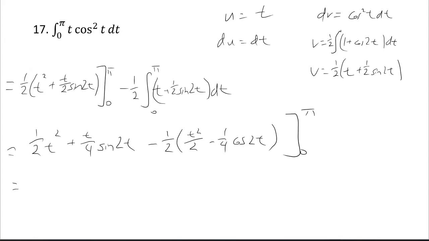Okay, so we get half pi squared. Sine of 2 pi is 0, so that term will go away. And then minus a fourth pi squared. Okay, and then the cosine of 2 pi is 1, so we get plus 1/8 there. And then let's plug in the lower bound now. The first two terms will go away. The third term will also go away, and then we get minus 1/8. So these two would cancel, and we are left with a fourth pi squared.